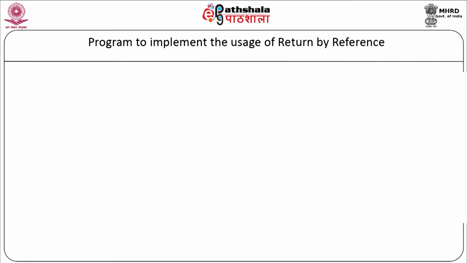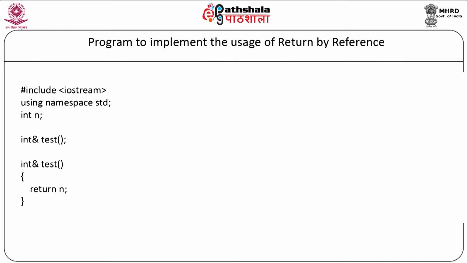Now let's see a program to implement the usage of return by reference. We'll start with the program: #include <iostream>, using namespace std. Here we'll define one global variable as int n, and int& test(), a user defined function which does not accept any parameters, and the return type is an integer reference.